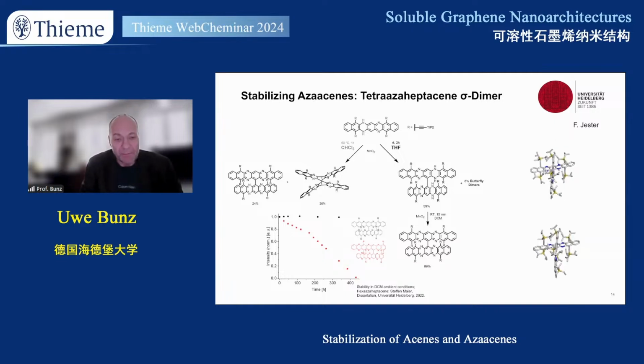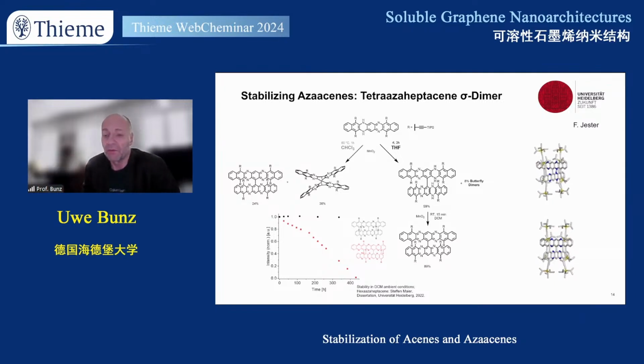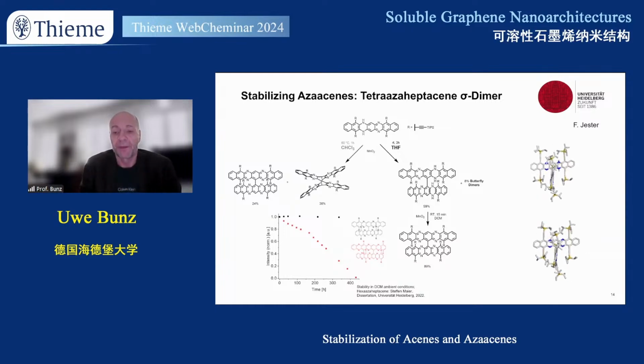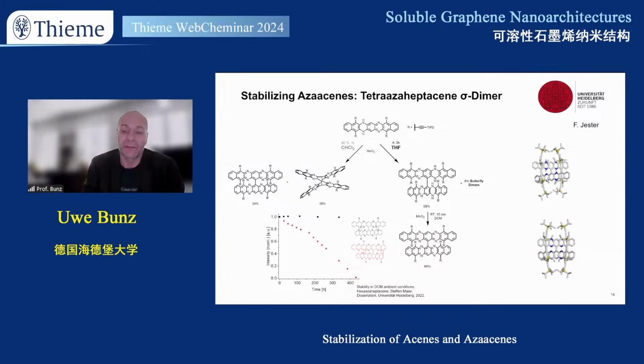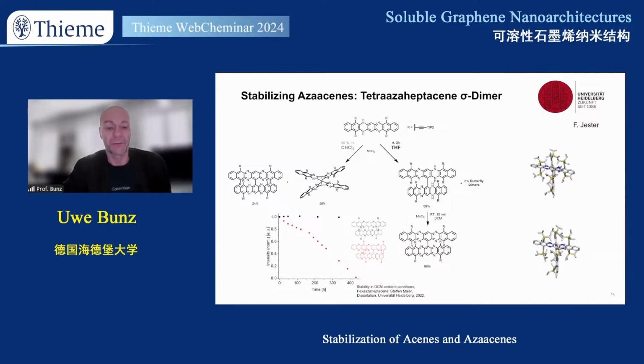And you can see these cross-shaped dimers are very, very stable, and basically they are stable over days in solution. The reason for that is, of course, they are packed very, very nicely by the TIPS ethynyl groups, as you can see here on the right-hand side, from the rotating molecules.